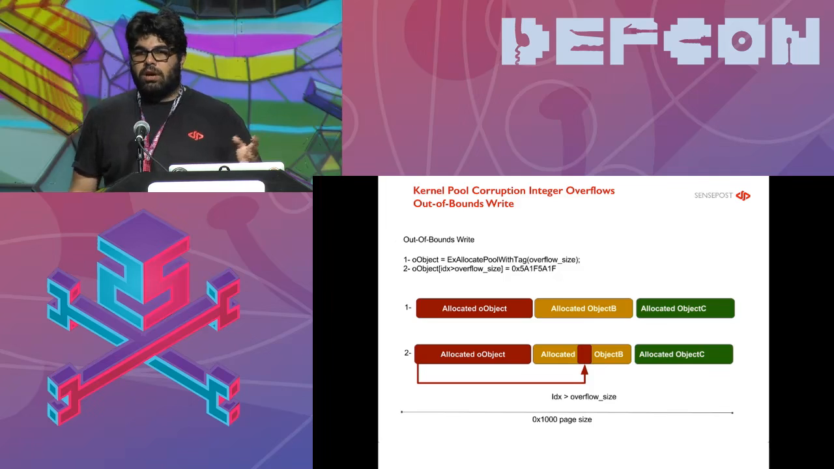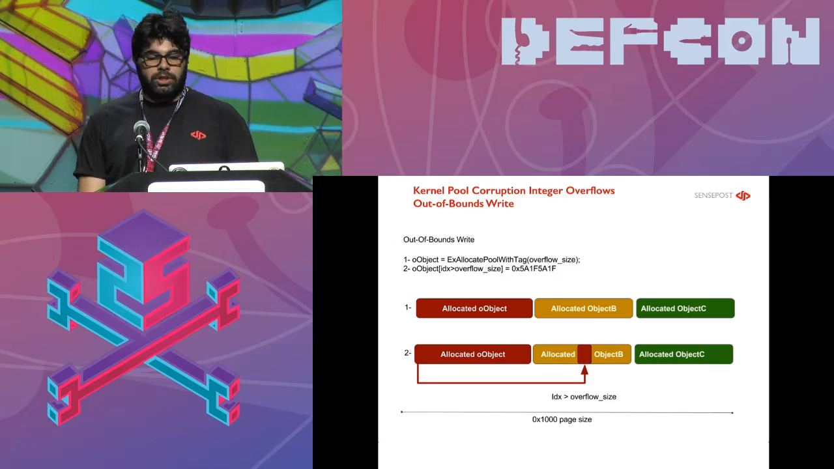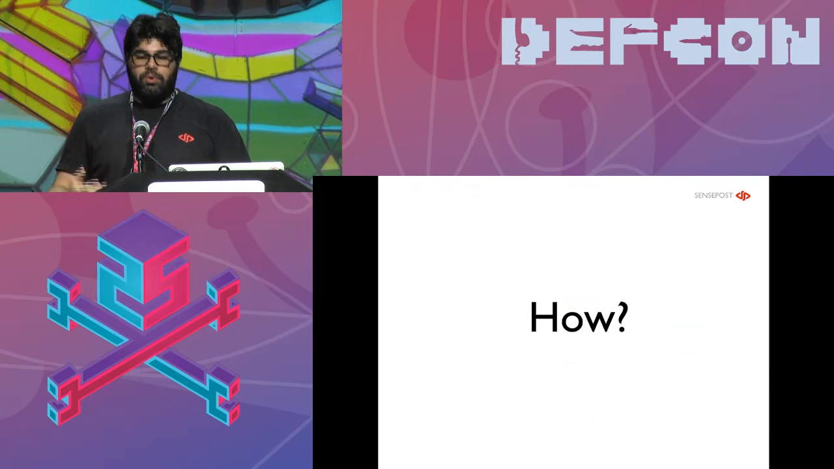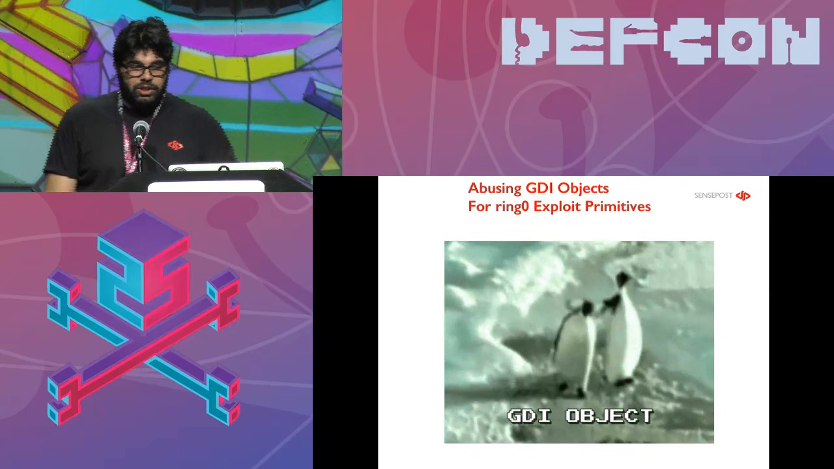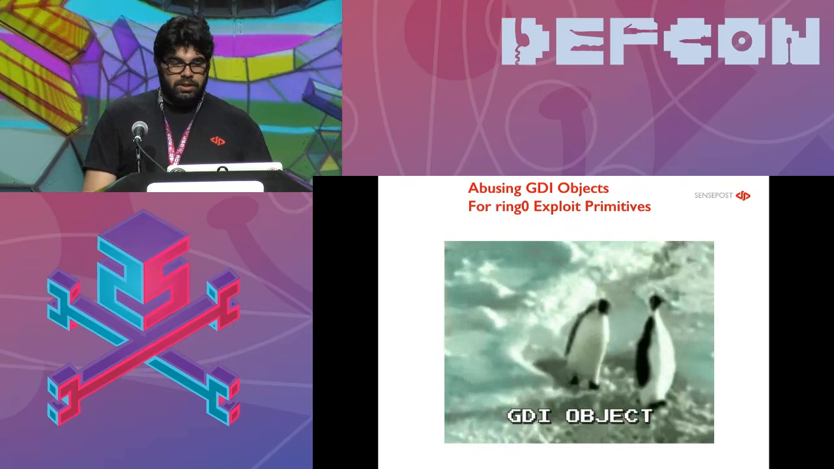Now both of these, we'll see how we can exploit them when we get to the exploitation part of the one-days. And now I want to talk about how we are able to gain exploitation primitives out of these types of pool corruptions. And one of the things that I'm going to focus on is actually the abuse of GDI objects.